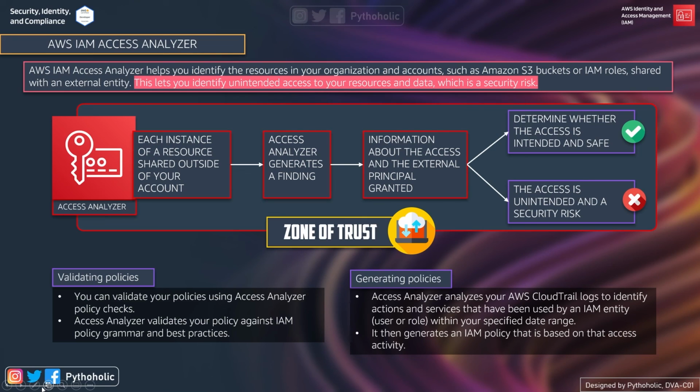And when analyzing the policies, if the access analyzer identifies one that grants access to an external principal that isn't within your zone of trust, it generates a finding. And based on that finding, you can keep track of what is safe and what is the security risk, as I already explained you in the diagram above. So I hope you got the point.